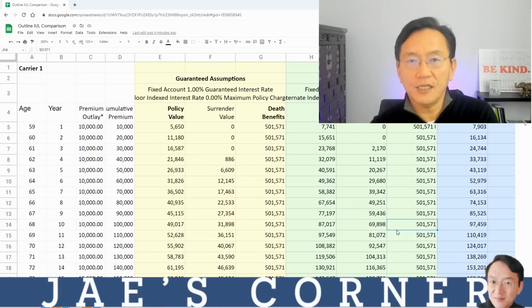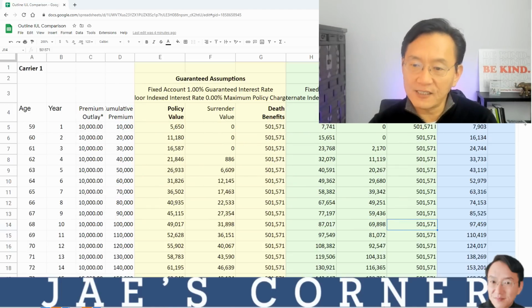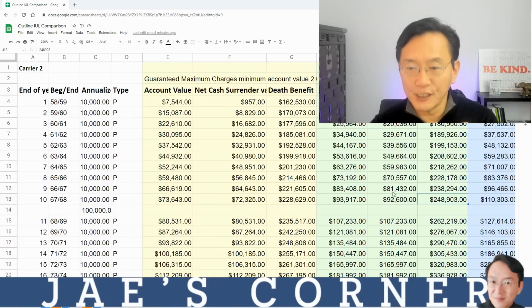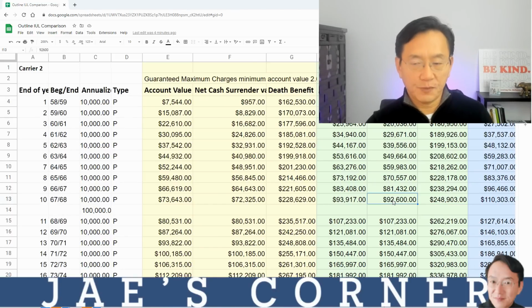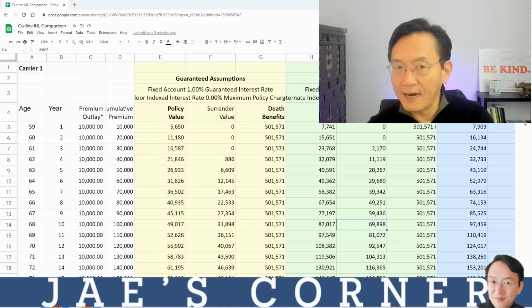So now you can see the trade-off and why I said right from the beginning that you're going to want to have a very clear definition of what your objective is. If your objective was to pass money to beneficiaries, this is the bigger amount of money. However, if you want access to cash for yourself for retirement purposes, this has provided, even with a lower rate of return, a far bigger amount of money than the $69,000 stated here.